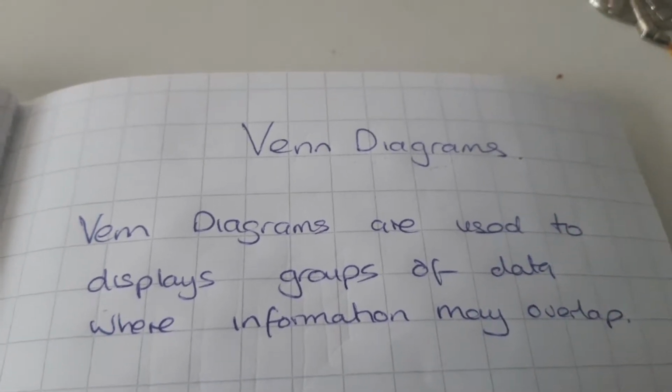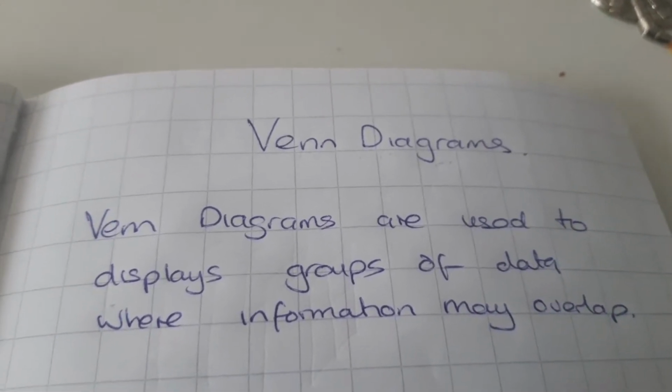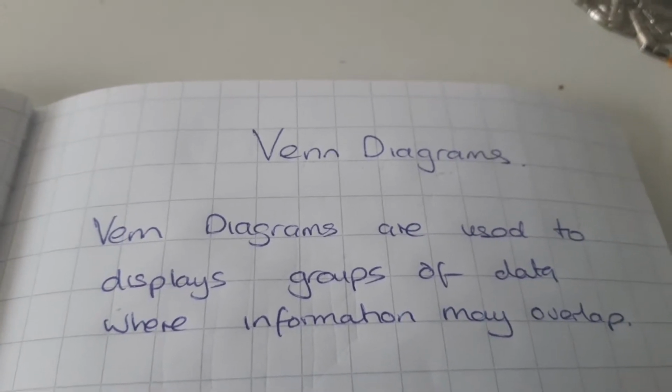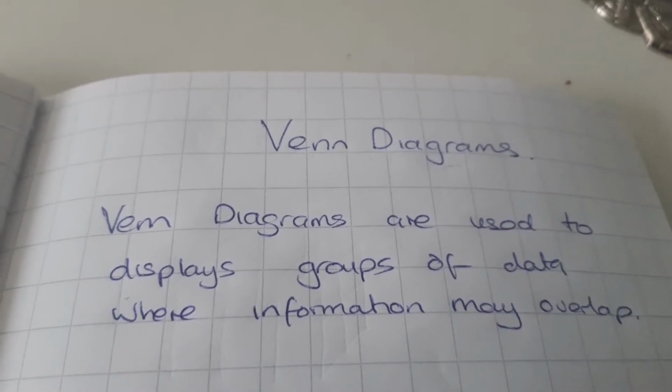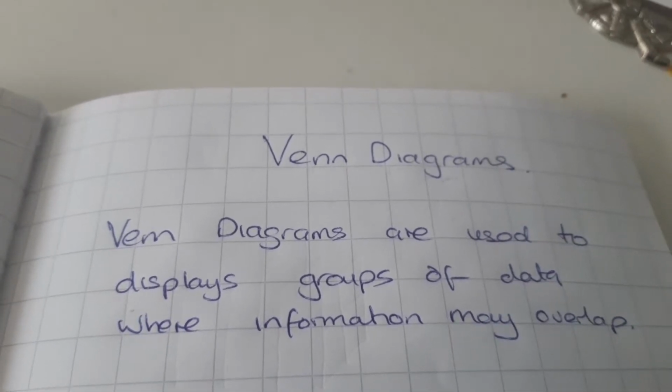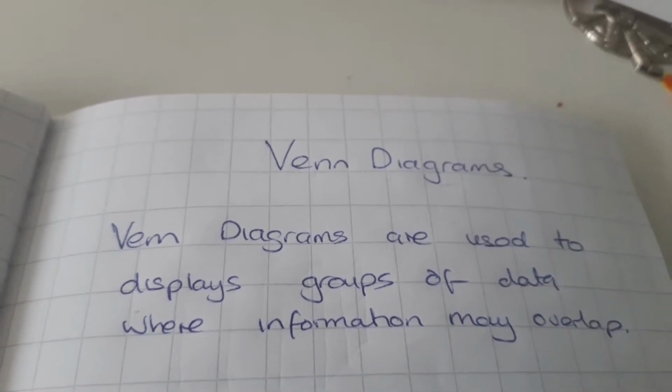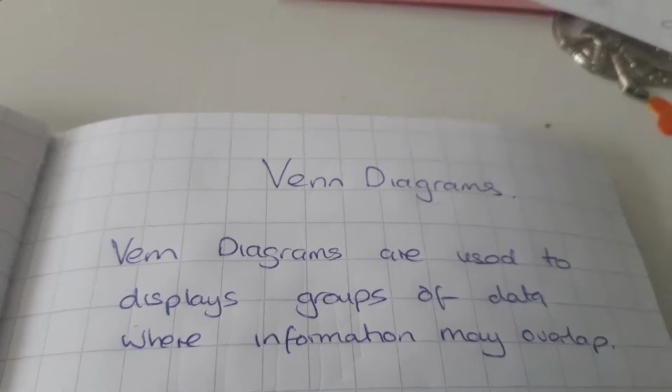Hello, we're going to look at Venn diagrams, and you may not have heard these before, but we use them to display groups of data where information may overlap. Don't worry if that doesn't make any sense. We're going to look at some diagrams and see how this works.